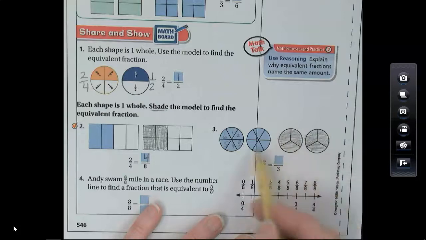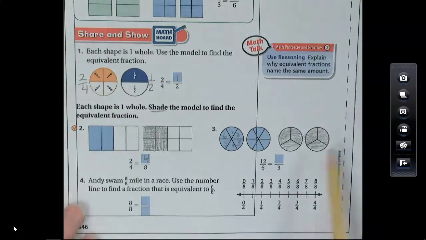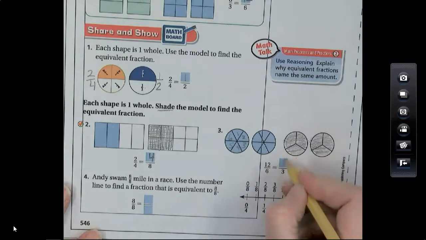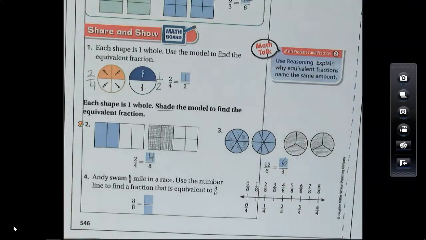The whole thing shaded in here and here, so we have to shade in the whole thing here. Well, these are not divided into 6 equal parts. These are divided into 3 equal parts. So that's where we got the denominator. The denominator is how many parts in a whole. So there's 3. And then how many parts altogether are shaded? You're right, boys and girls, there's 6.